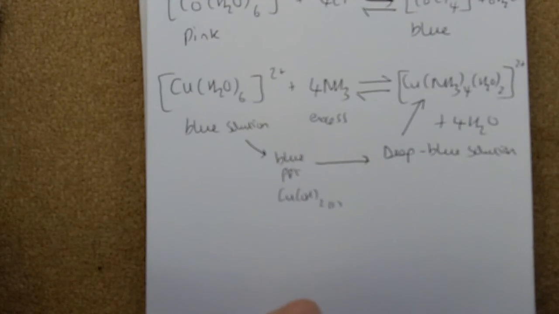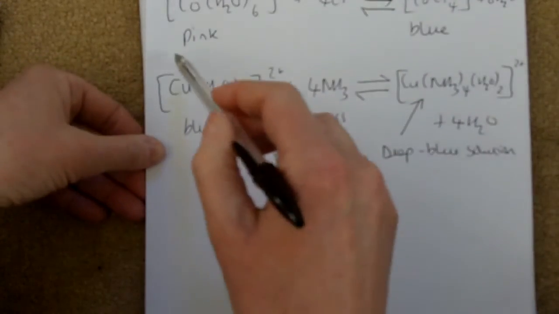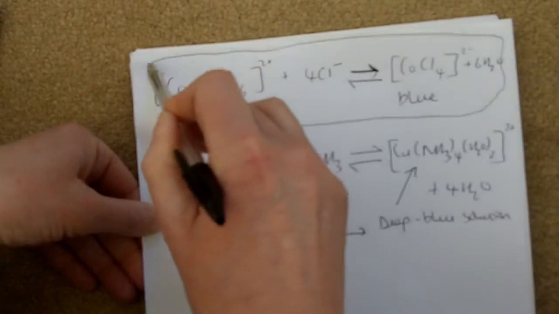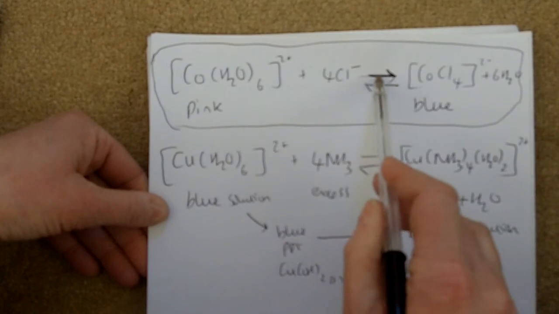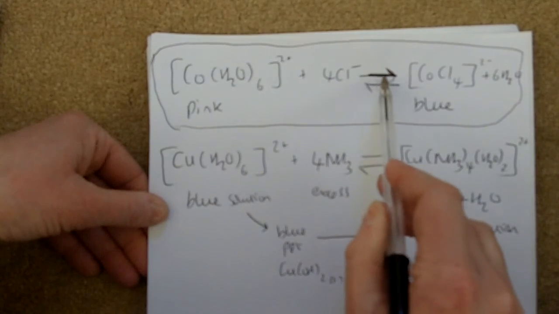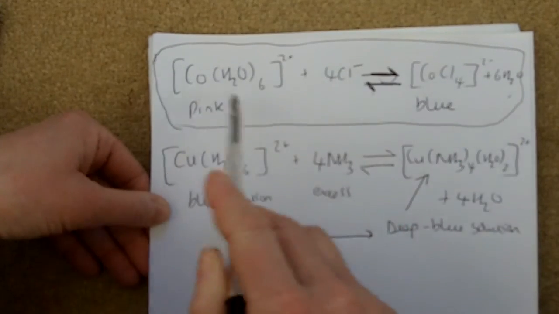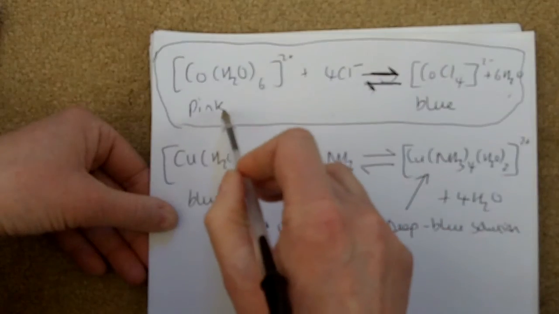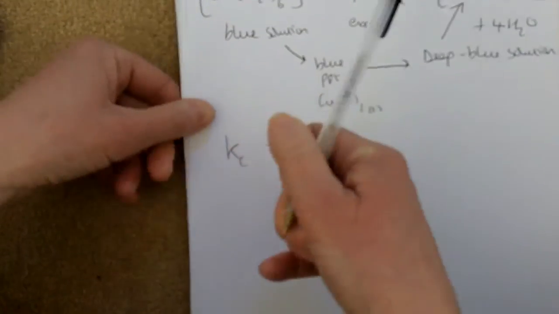The last thing, nearly come to the end. Let's take this here. If it's in equilibrium, what can we write for this reaction? Because we can add water and move the equilibrium in the direction we want. If it's in equilibrium, we can write Kc. Let's write Kc for this.